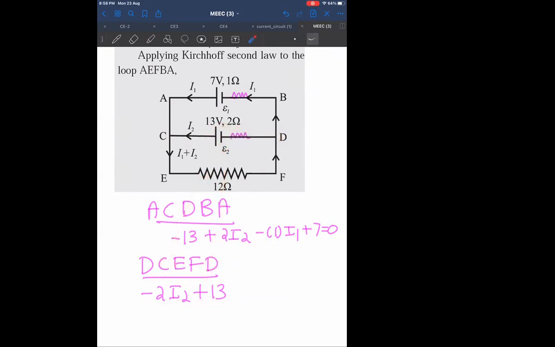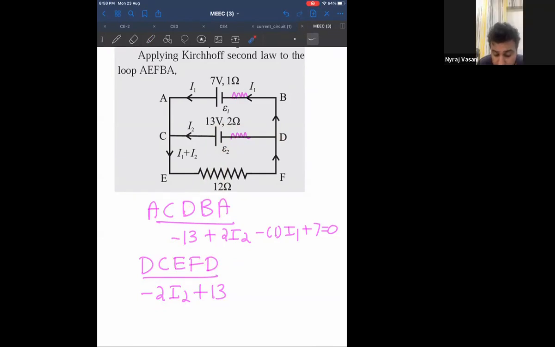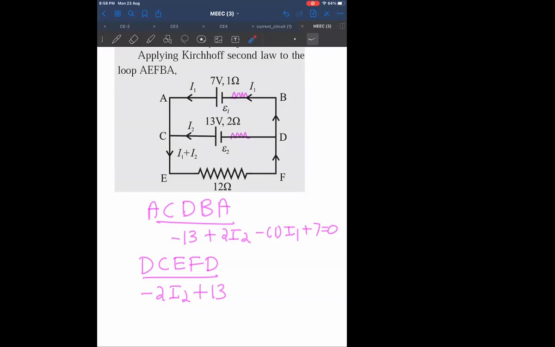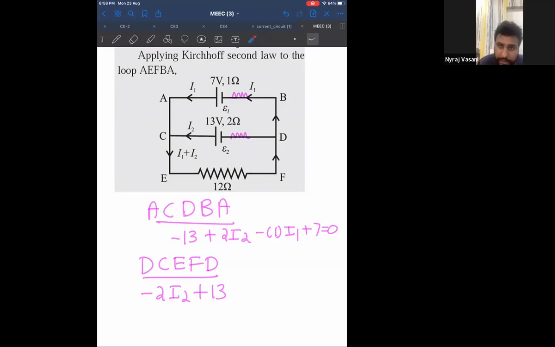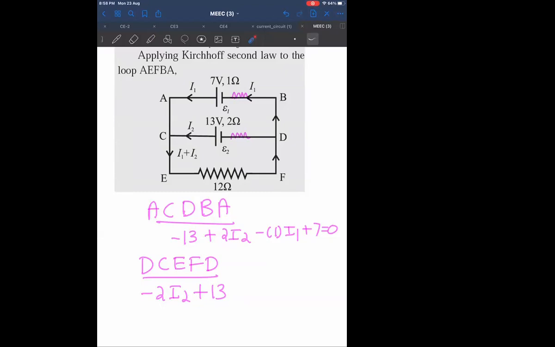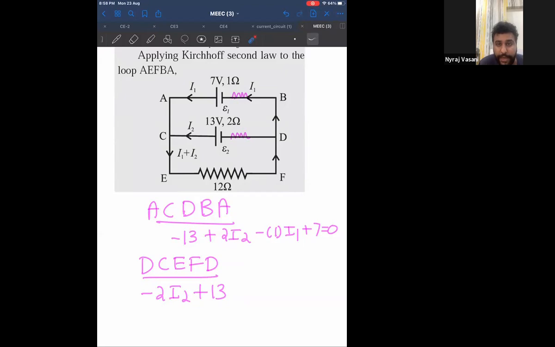Sir, can we take the CEFD loop? CEFDC. We can go there also. I'll do that also. This is up to us. Okay. We can apply any loop. We can even say, listen to me, we can even use the loop ACEFDBA. Outer loop. Okay. We will do all permutation combination.